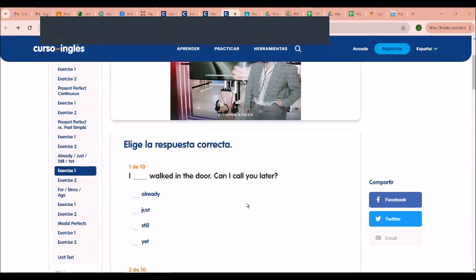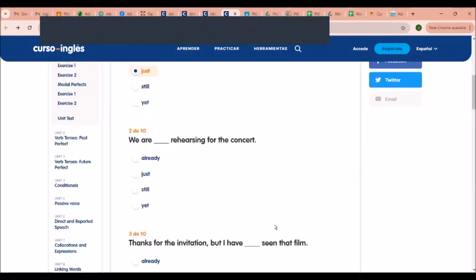I think it's just... All right, good. Full sentence. I just walk in the door. Can I call you later? Exactly. Justo me entré en la casa. ¿Te puedo marcar al rato? In this recent activity, the person is asking for more time. So yes, I just walked in the door. Can I call you later?